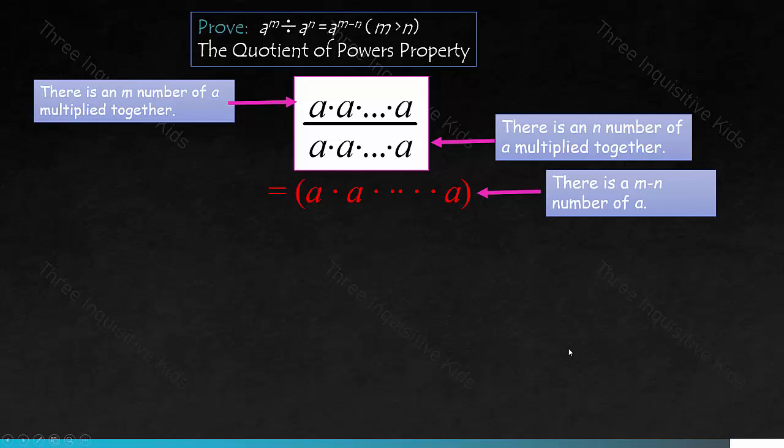And then you cancel as many pairs of a's as you can find from the top and bottom. So you get an m minus n number of a's multiplied together. And then you get a to the m minus nth power.